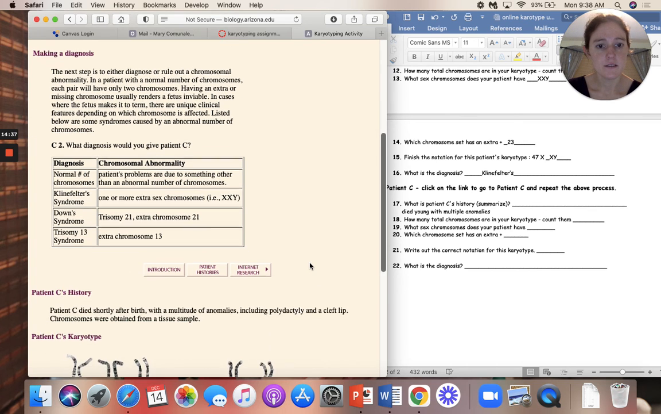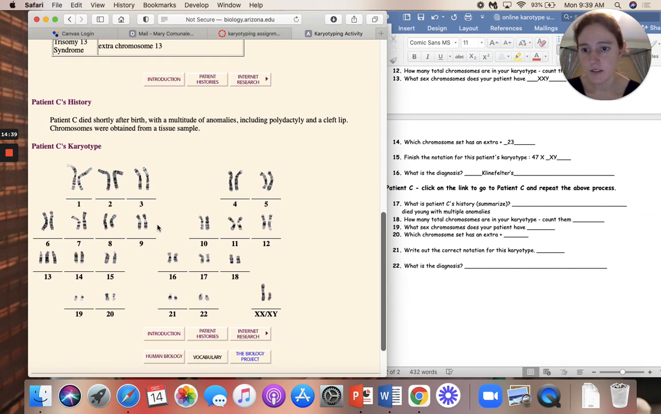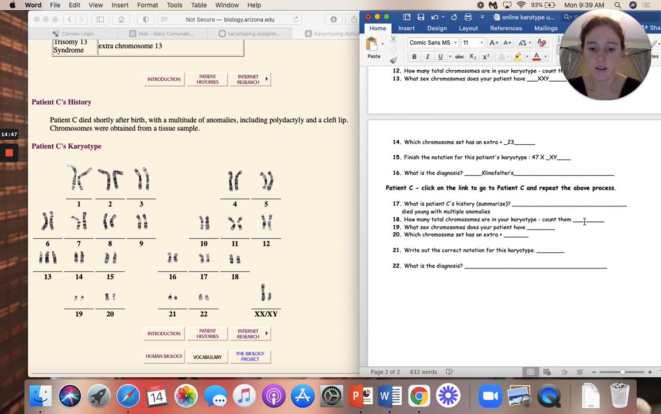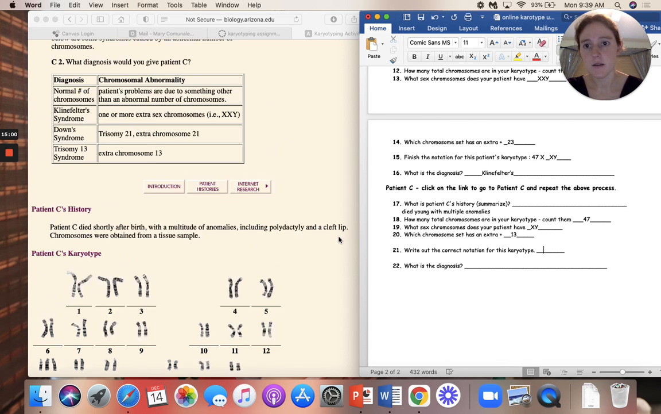So, how many chromosomes are there in the karyotype? We have everything all paired up here, except for number 13 has an extra one. So once again, we have 47. Sex chromosomes: they have an X and a Y. It's on set 13. Write out the correct notation for this karyotype.